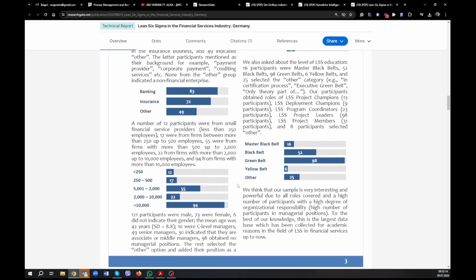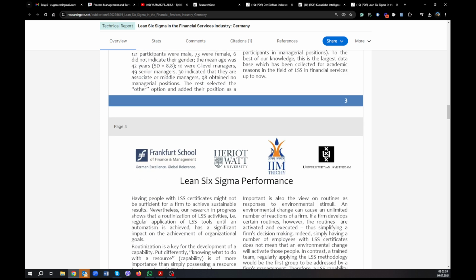We explained the quality of the samples. You can see here how many organizations were represented: banking, insurance, and other, mostly software developers or consultancies also here. The size of the firms, that people understand, okay, what kind of organizations participated in the study, the level of those people who participated, and as you can see, we have even 16 master black belts, which is incredible results. Getting master black belt is very hard, but we managed to collect data with them.